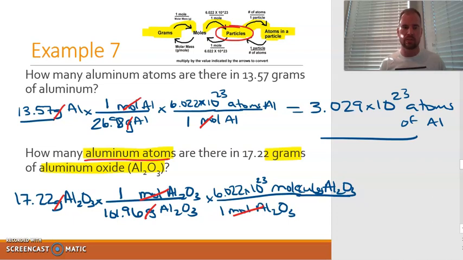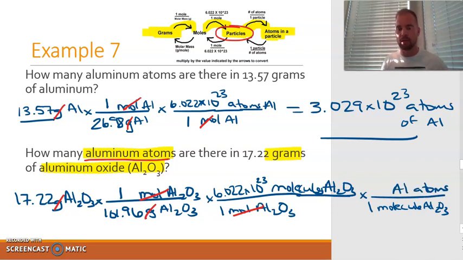So we need to go one more step. We need to say, okay, I'm in molecules of Al2O3. Well, if I had exactly one molecule of Al2O3, just one, how many aluminum atoms would that contain? Take a look at the formula, Al2O3. One molecule of Al2O3 contains 2 atoms. So there would be 2 aluminum atoms for every one molecule.